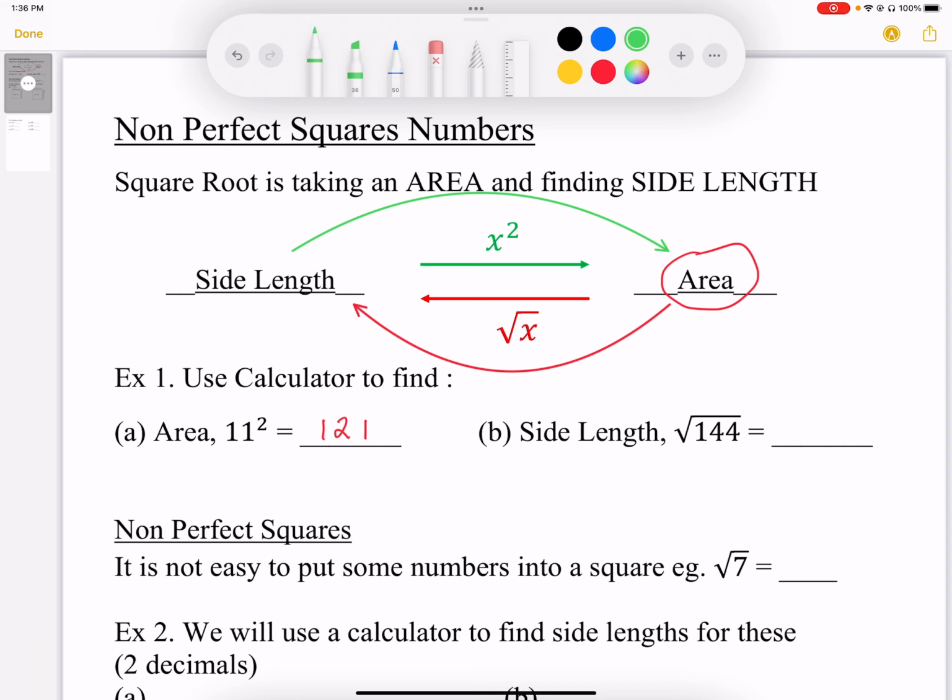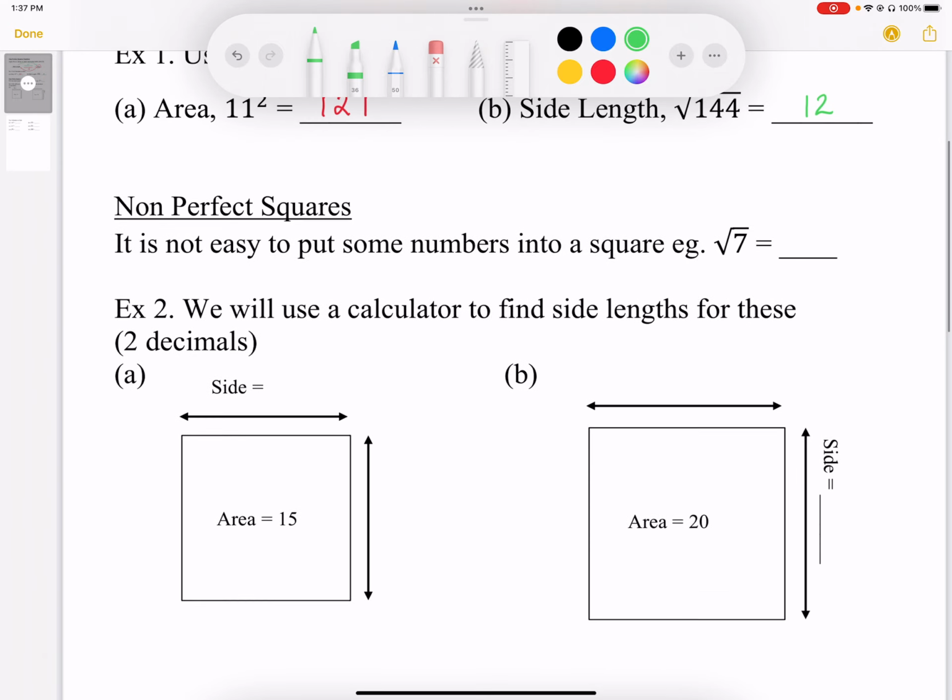We're going to do the same thing, but we're going to use this opposite operation, square rooting. So we're going to square root 144 squares. That 144 represents the number of squares, and the square root then represents the side length. On your calculator, you should get a side length of 12 units. So squaring is finding area, square rooting is finding side length.